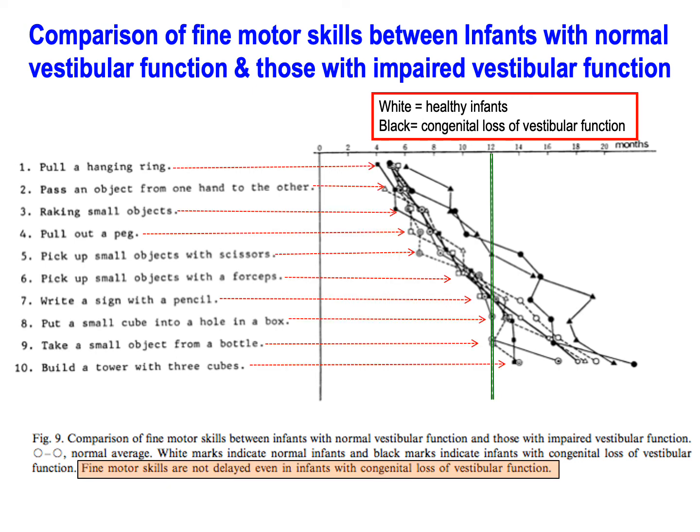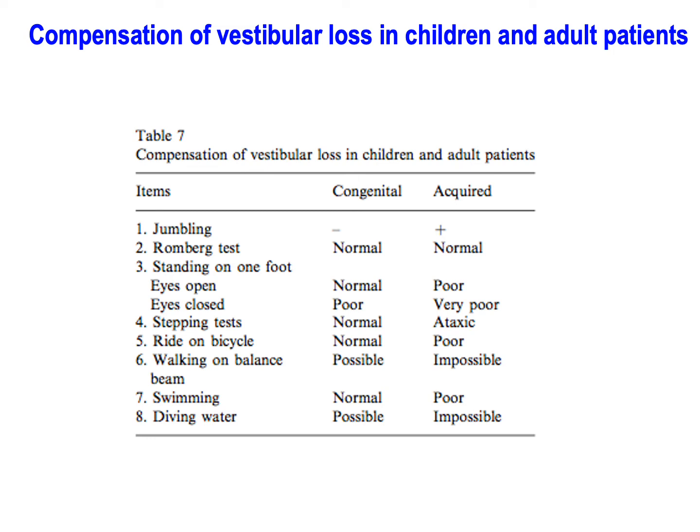And finally, I wanted to highlight what happens in terms of compensation of vestibular loss in both children and adult patients, those that have congenital vestibular loss and those that have acquired vestibular loss, for example, our previous case patient who had Meniere's disease. I have no idea what jumbling is, so I'll leave that alone, but I wanted to highlight some of the other components.